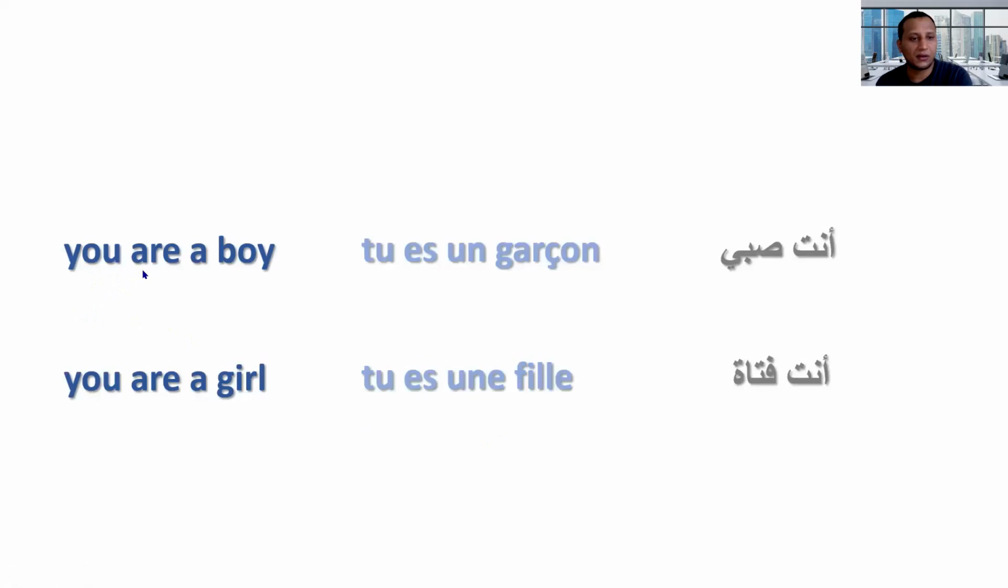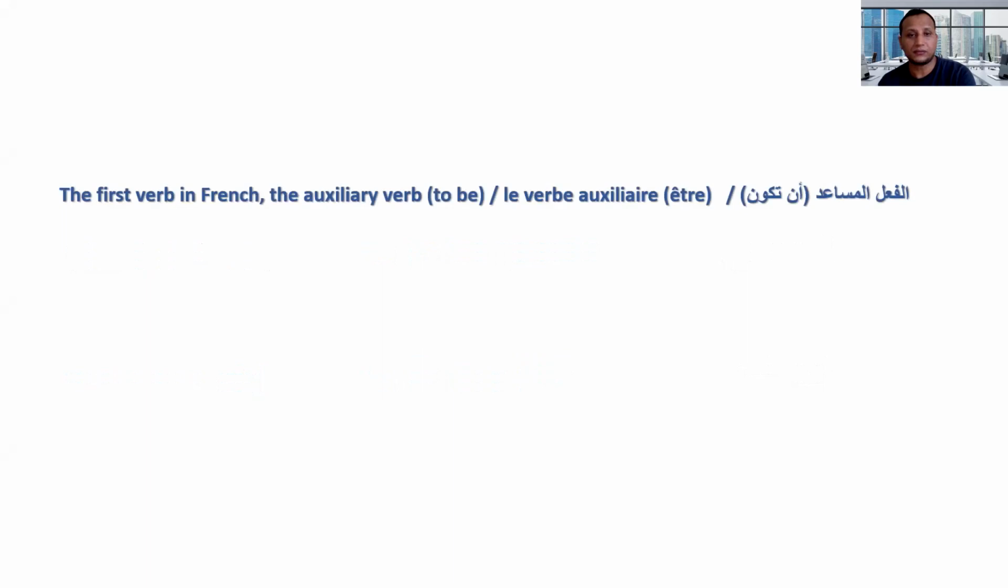Here guys, we used the auxiliary verb to be, le verbe auxiliaire être. We use the auxiliary verb to be to introduce ourselves and to introduce the others. Auxiliary verbs in English are verbs that help the main verb in a sentence to convey its meaning clearly. We're gonna study the first auxiliary verb, to be, le verbe auxiliaire être, الفعل المساعد أن تكون.